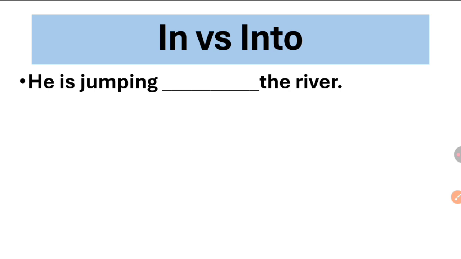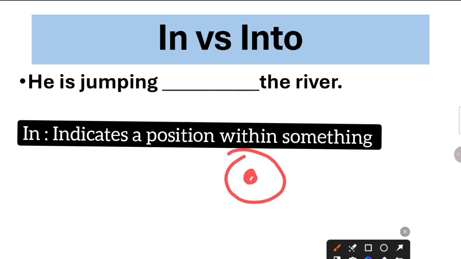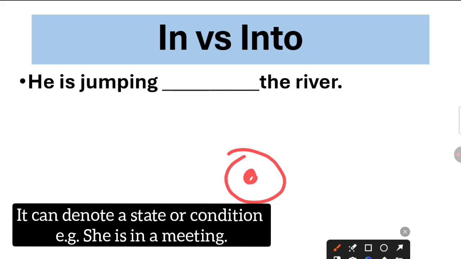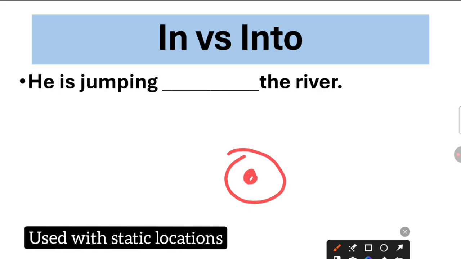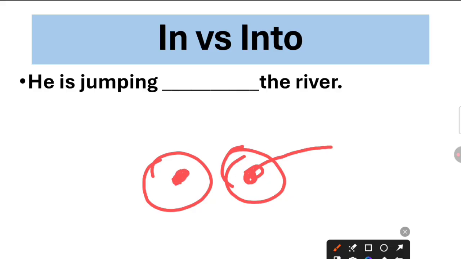So in indicates a position within something. In that case you will use in, and it can denote a state or condition. For example, she is in a meeting, and it is often used with static location. Static means that you are not moving from one place to another. So in that case in is used, to show the static location when you are not moving from one place to another place.